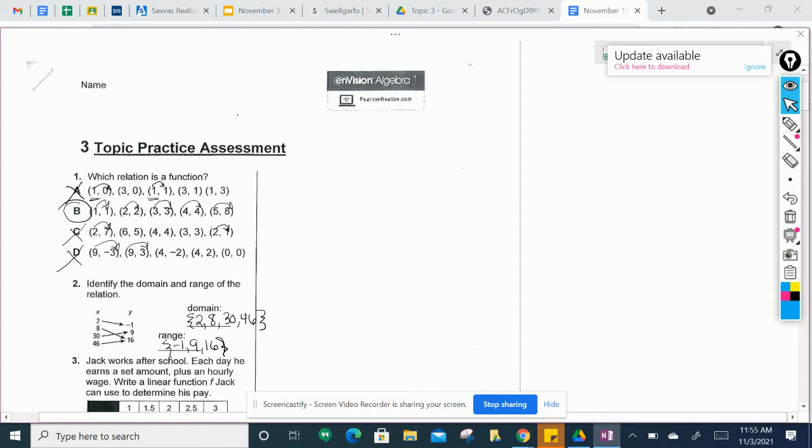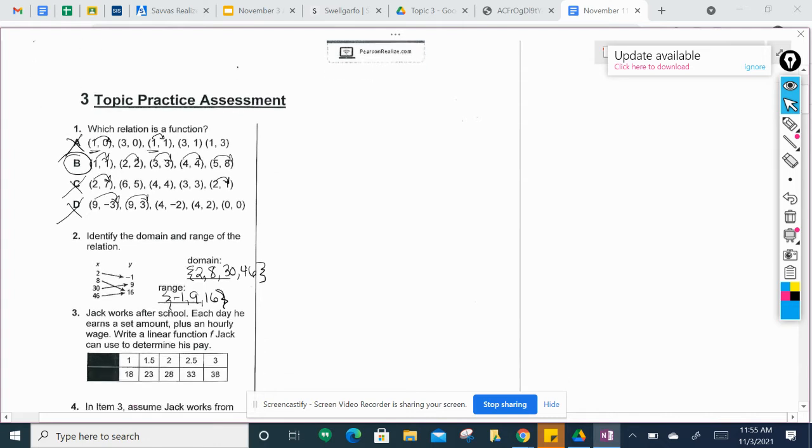Just a quick hint to help you with that. Domain comes before range in the alphabet. D comes before R, just like X comes before Y. So domain matches with X's, range matches with Y's.